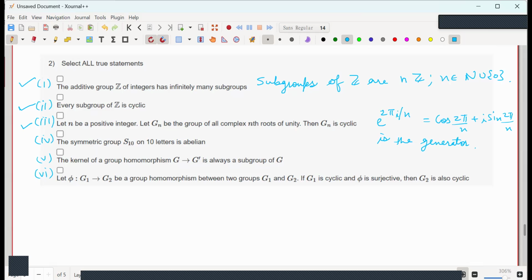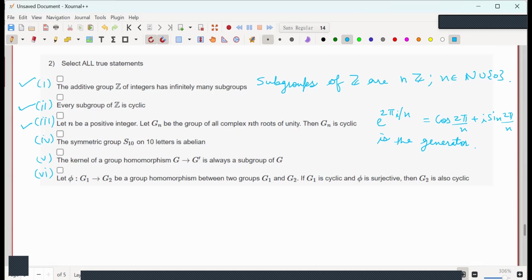Sir, but except one, everything are generators, no, sir? Except one, not necessarily. What if n equals 2 and you have minus 1 as a fourth root of unity, right? n equal to 4 and you have minus 1, but it's not a generator.